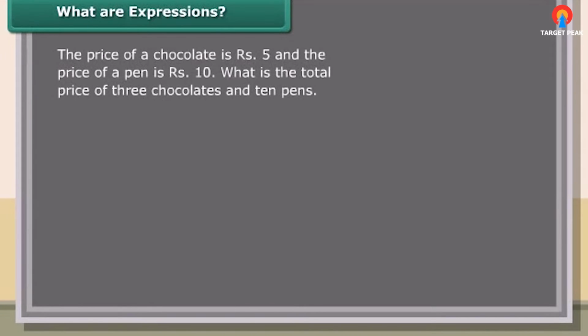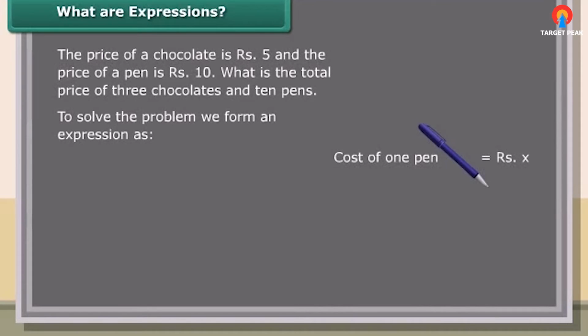What are expressions? The price of a chocolate is ₹5 and the price of a pen is ₹10. What is the total price of 3 chocolates and 10 pens? To solve this problem, we form an expression as cost of 1 pen is equal to ₹X. Cost of 1 chocolate is equal to ₹Y. Cost of 3 chocolates is equal to ₹3Y. Cost of 10 pens is equal to ₹10X.